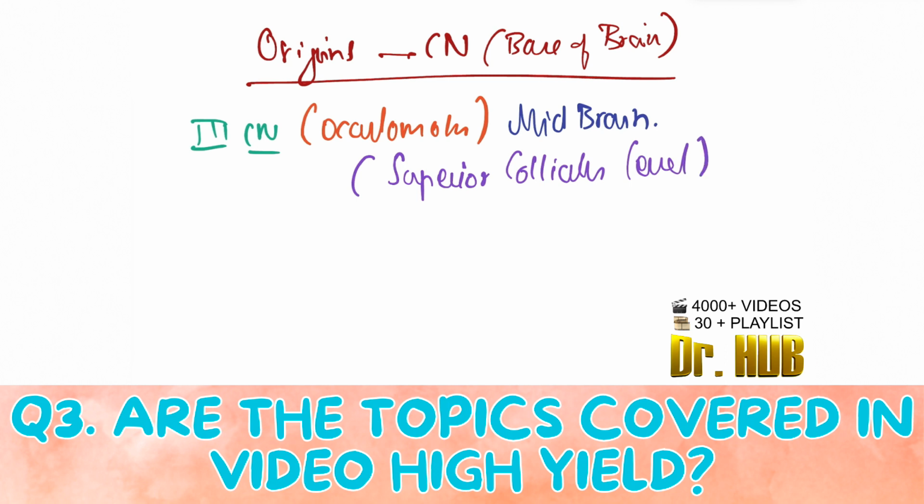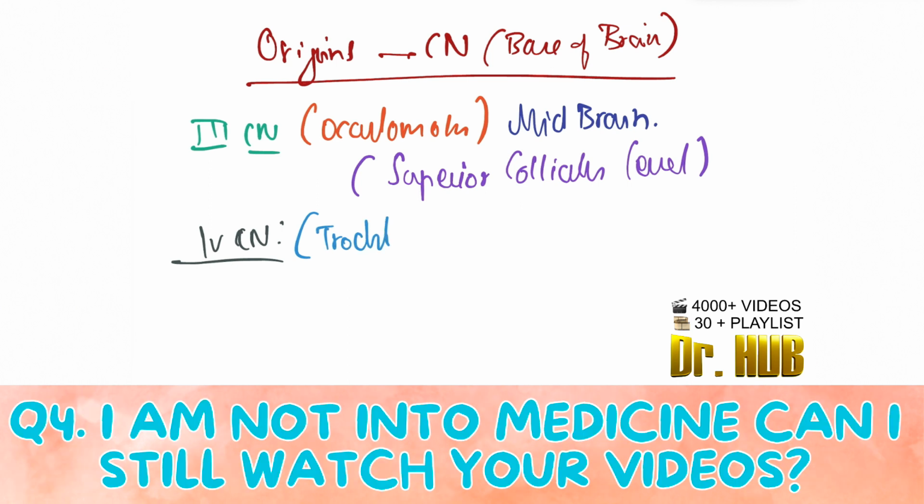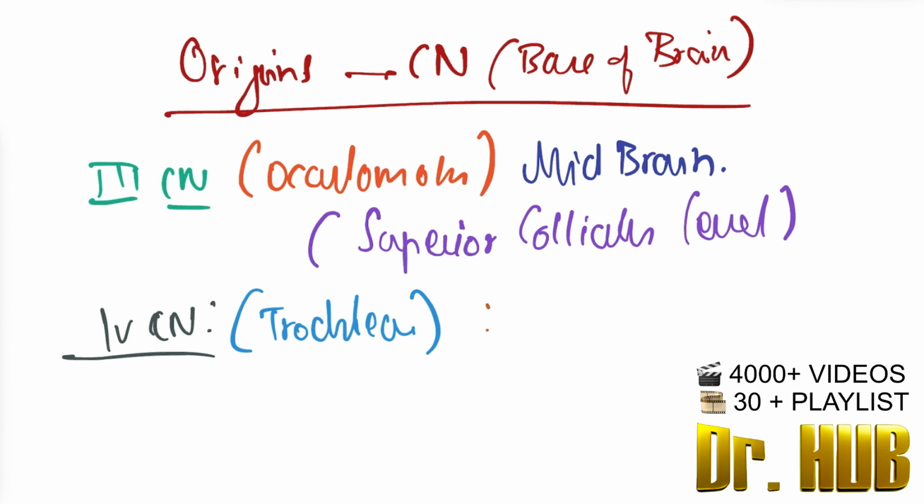Next we move on to the fourth cranial nerve. The fourth cranial nerve is nothing but the trochlear nerve. And here what happens is, it is present in the midbrain. So it is also present in the midbrain, and it is at the level of the inferior colliculus. So the third cranial nerve was at the superior colliculus. This is going to be at the inferior colliculus.